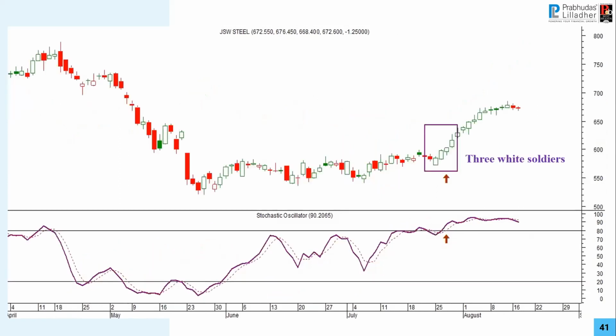Here is another example of JSW Steel. The indicator continues to be in overbought and the stock continues to rise. So do not exit unless and until the indicator tells you to, and that is when it breaks the line 80.